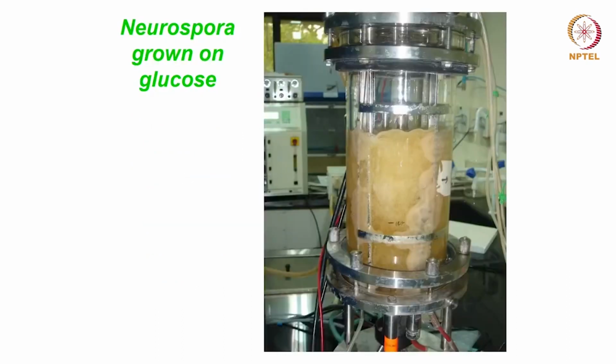If you see the picture here, it's a filamentous fungus, Neurospora, which is grown on glucose. You can see how much wall growth there is, all growing and adhering to the stainless steel parts of the reactor. You can see the film adhering to the baffles. Nothing else is visible.